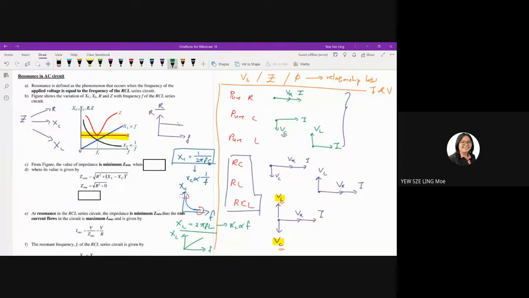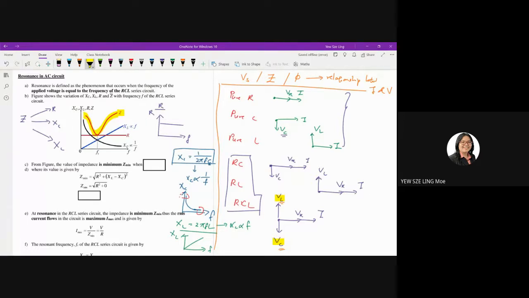So when you combine these three graphs together, what are you going to get? You're going to get a graph for Z. And that is the shape of the graph. Okay, if you look at the diagram, that is the shape of the graph that you're going to get if you combine these three graphs together, when you calculate the resultant of all three: resistance and reactance.